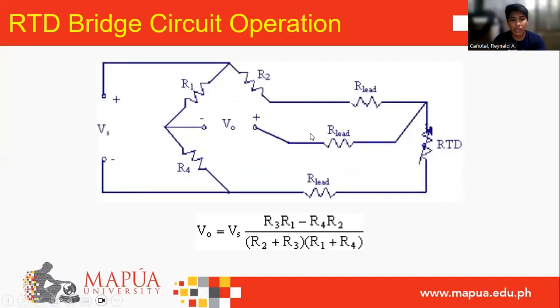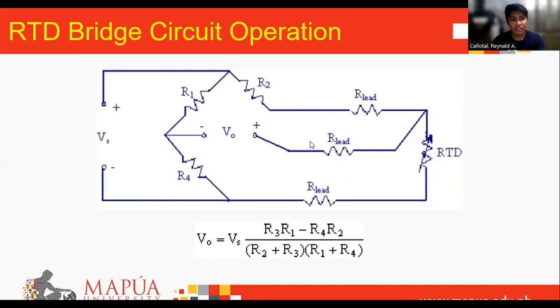And here is the other one, the three-wire RTD bridge circuit. The three-wire RTD bridge circuit is shown below. It is still a quarter bridge circuit since only one of the four bridge resistors has been replaced by the RTD. To analyze the circuit, assume that R1 equals R4 and R2 equals R3 initially, when the bridge is balanced.